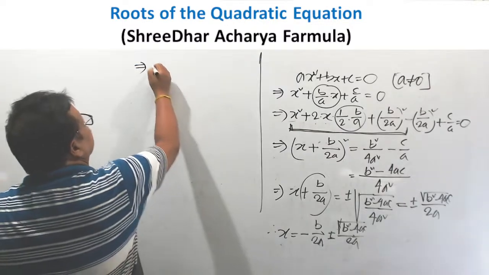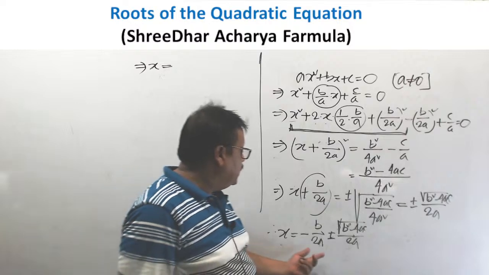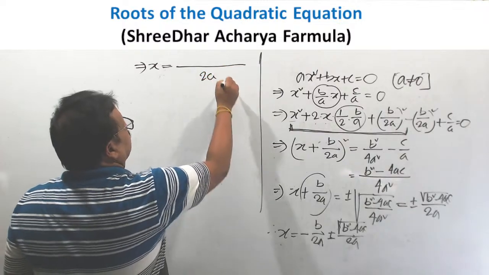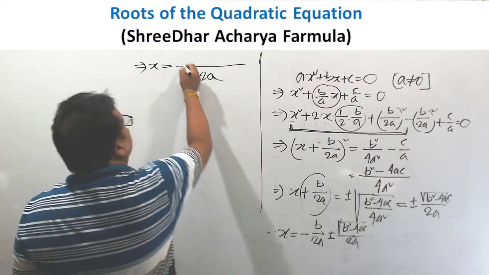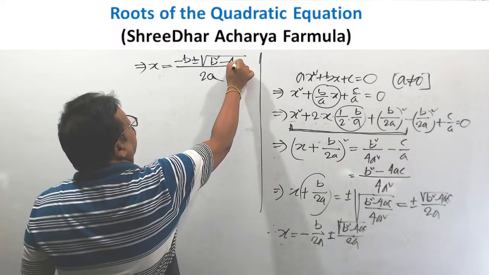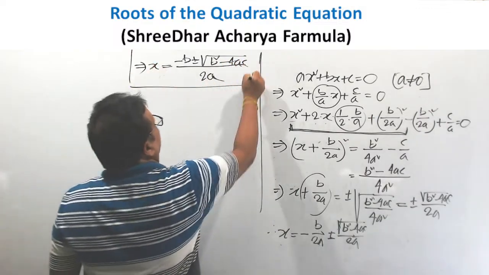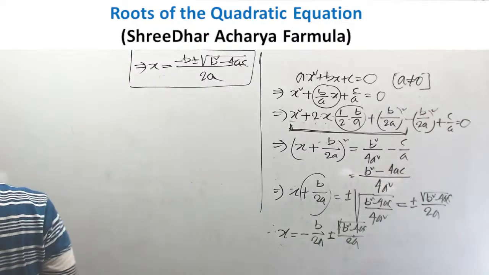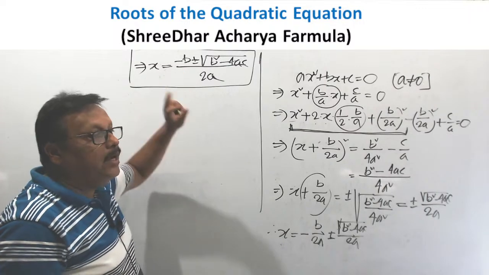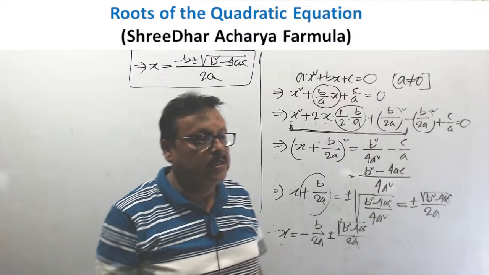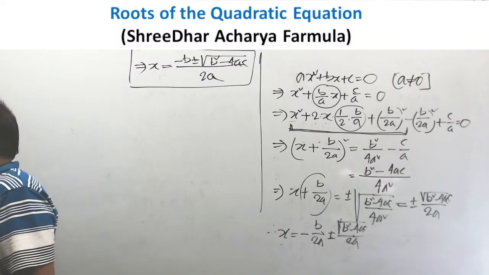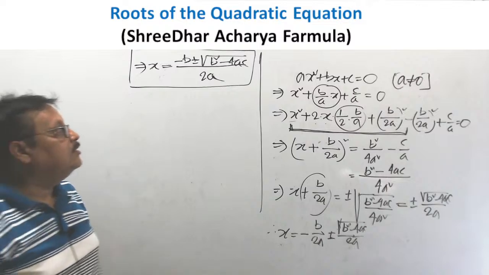This implies x equal to what? Take the LCM, 2a and 2a. 2a is the LCM, so twice a, minus b plus minus root over of b square minus 4ac. Understood how this formula came? X equal to minus b plus minus root over b square minus 4ac, by twice a. This formula is called Sridharacharya formula.